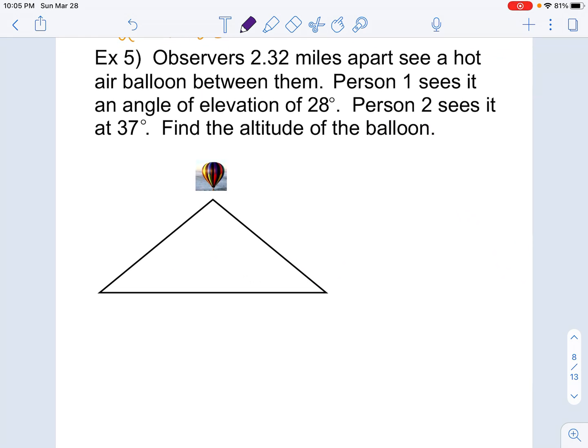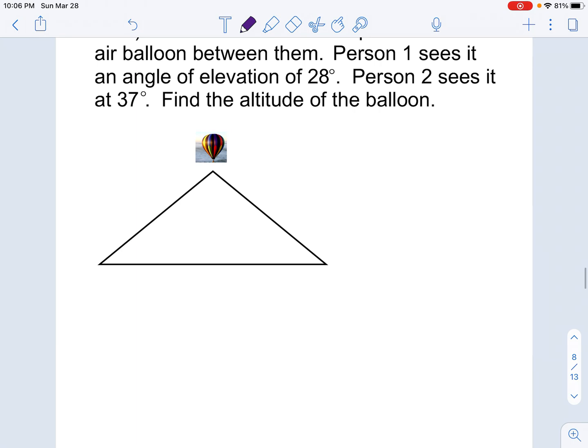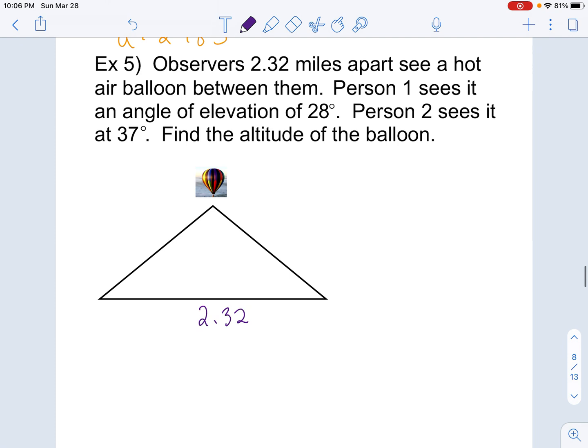It says 2 observers that are 2.32 miles apart see a hot air balloon between them. So first of all, it tells us that they are 2.32 miles apart. It says person 1, so let's call this guy on the left person 1 and this on the right person 2. Person 1 sees it at an angle of elevation, so we know this angle right here as he or she looks up to the balloon is 28 degrees. And then person 2 sees it at 37 degrees.